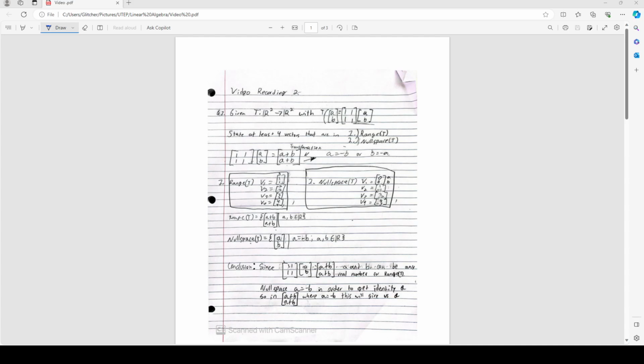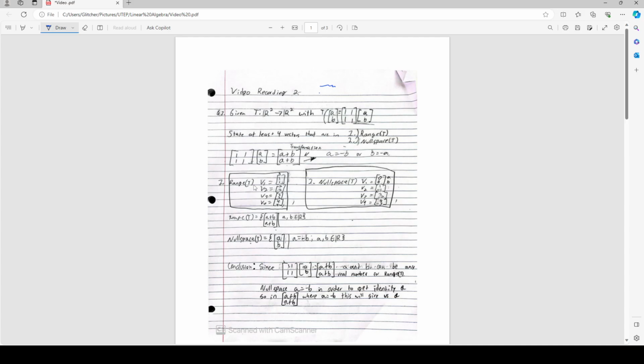So for Q1, we are given the transformation T from R² to R² with T(A, B) equal to the matrix [1, 1; 1, 1] times (A, B). We need to state at least four vectors that are in the range of T. So the transformation is [1, 1; 1, 1] times (A, B), and that will give us (A plus B, A plus B). So we know this means that A is equal to negative B, or you can say B equals negative A.